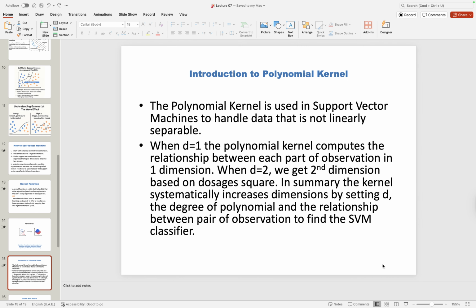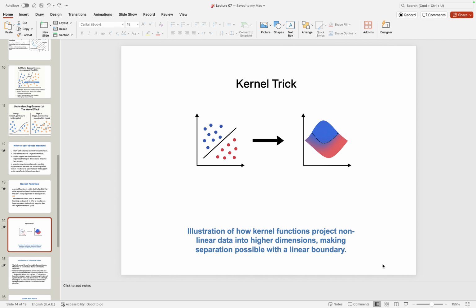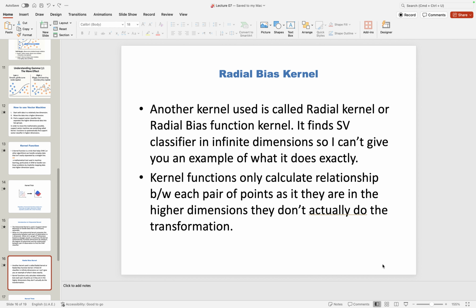Okay, good. Now, introduction to polynomial kernel. Polynomial kernel is used in support vector machine to handle data that is not linearly separable, right? So in polynomial, the way you were passing C and gamma, you also pass the D value, which is a dimension, right? So when you say D is equal to 2, it's two-dimensional data, right? So what is two-dimensional? This is two-dimensional, right? So what is one-dimensional? One-dimensional would be just a horizontal line, okay?